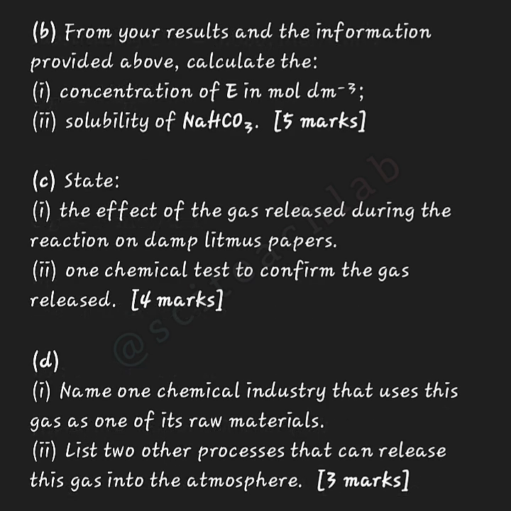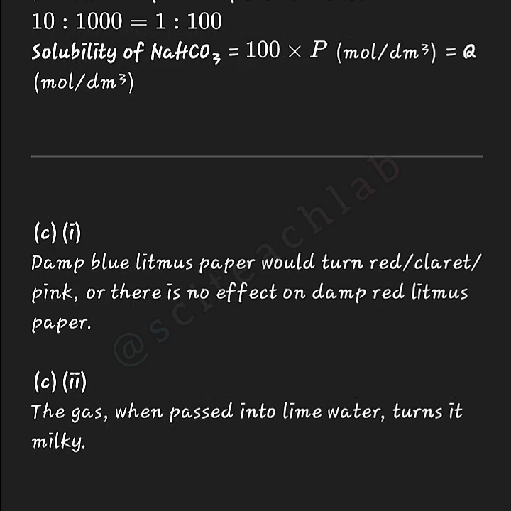Then C says, state the effect of the gas released during the reaction on damp litmus paper. And I told you already that carbon dioxide gas was released. You saw it in the equation. So that's where the test for carbon dioxide gas comes in. You know, the most important test is the test with lime water, calcium hydroxide. That carbon dioxide turns lime water milky. So in your specimen you would see lime water.